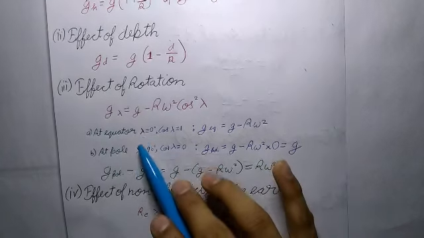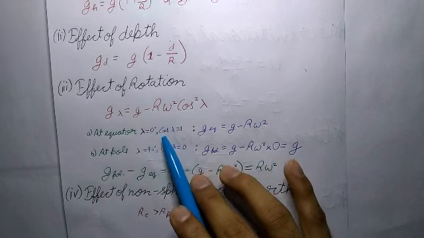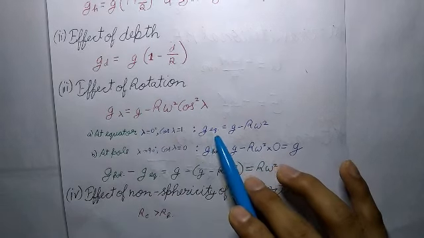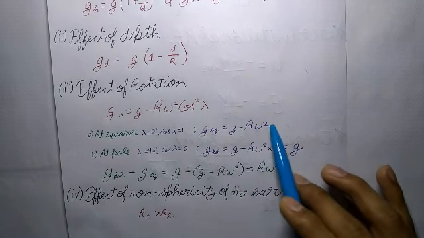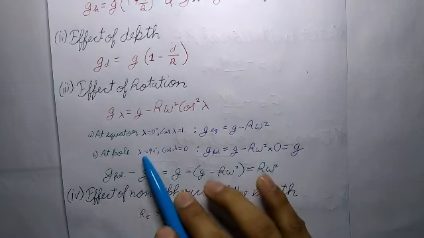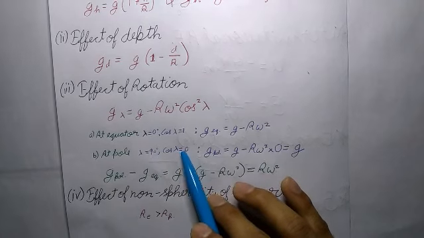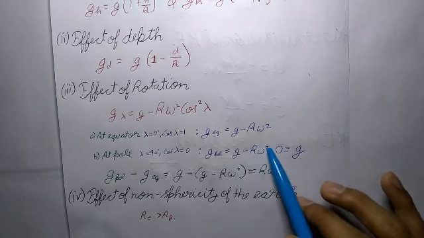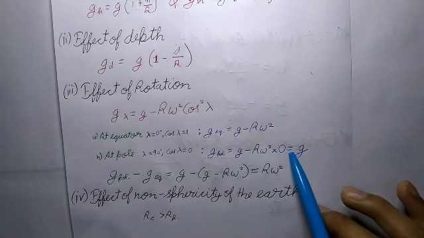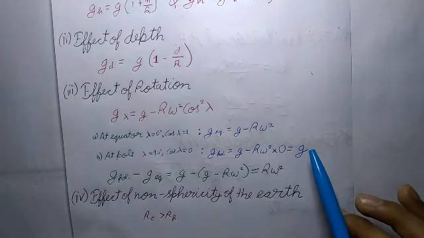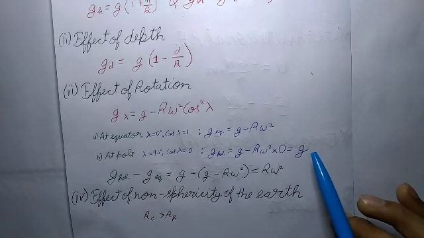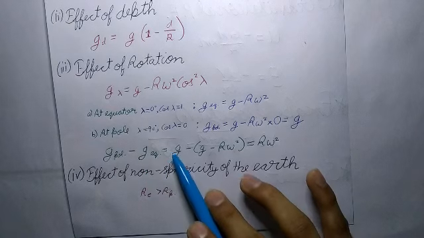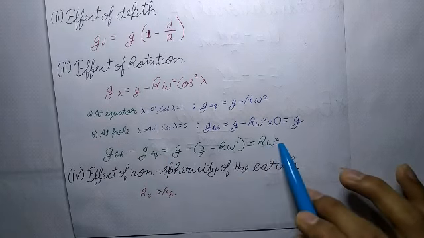At the equator, lambda is equal to 0 degrees, then cos lambda will be equal to 1, then g at the equator will be equal to g - R omega^2. At the poles, lambda is equal to 90 degrees, cos lambda will be equal to 0, then g at the pole will be equal to g, which is the small g. Hence g is minimum at the equator and maximum at the poles. g_pole - g_equator gives R omega^2.